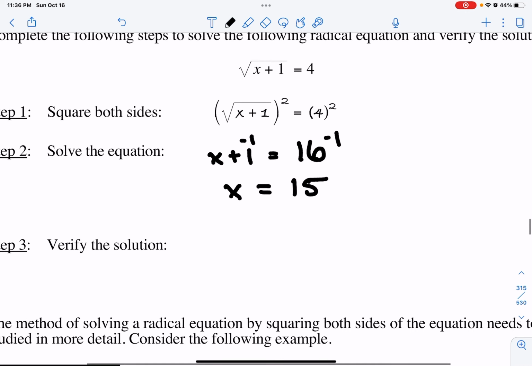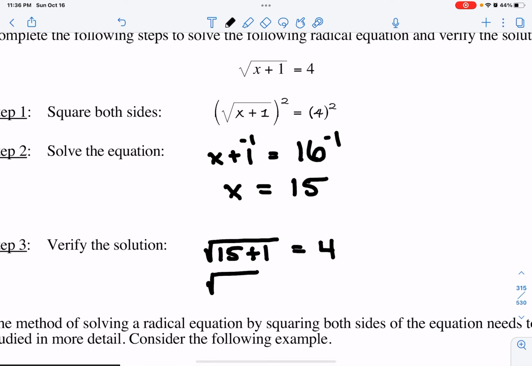Now, just as we had done before, we can verify the solution by going back to the original equation and going 15, or x plus 1 is equal to 4, and making sure that the left side is square rooted. Square root of 15 plus 1, which is equal to 16, is equal to 4. And then square root of 16 is 4, which is equal to 4. So we have therefore verified. This is a very key word. When they say verify, they want you to take that x value and plug it back in.